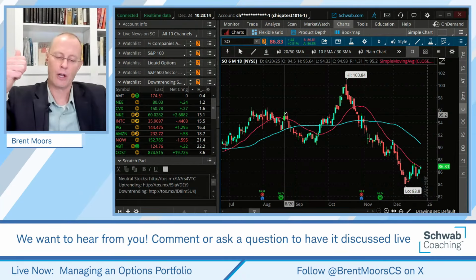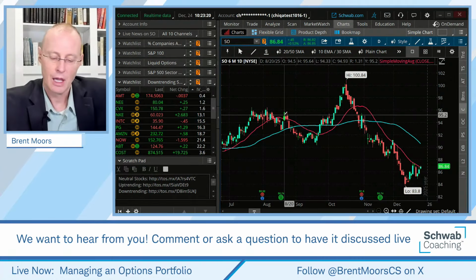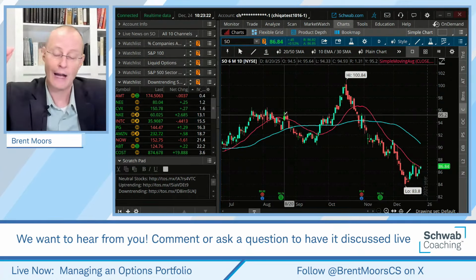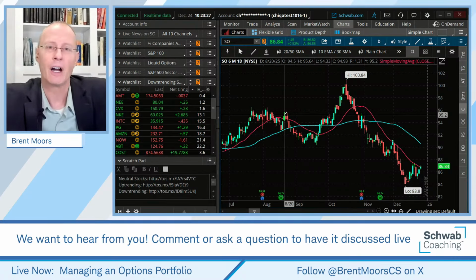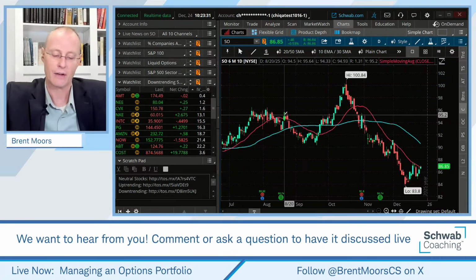If you're looking for a neutral stock that has a low IV, that'd probably be more appropriate for calendar spreads or diagonal spreads. If you're looking for a neutral stock with a higher IV that you still think is going to be neutral, maybe you're looking for iron condors or butterfly spreads, okay? Because those are Vega negative trades.